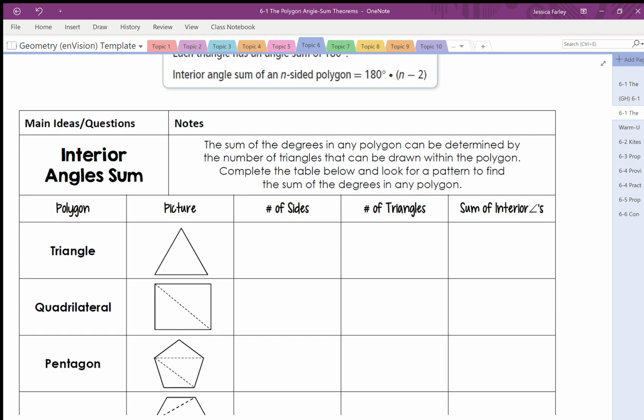So we have, in this picture we see a triangle. The triangle has three sides and we have one triangle. The sum of those angles is 180 degrees. We're experts at this by now.